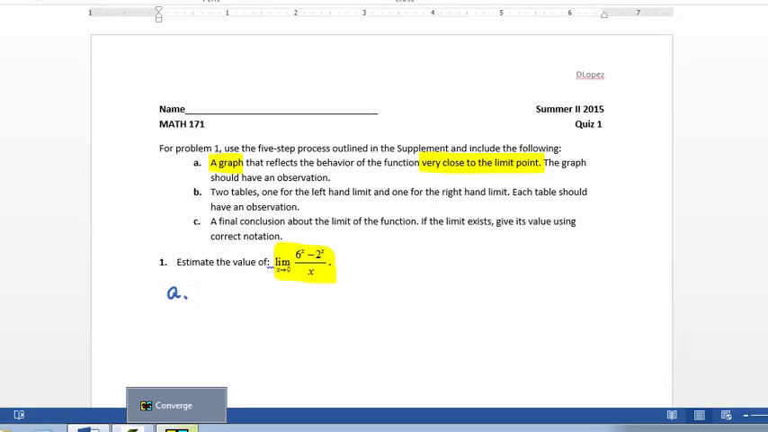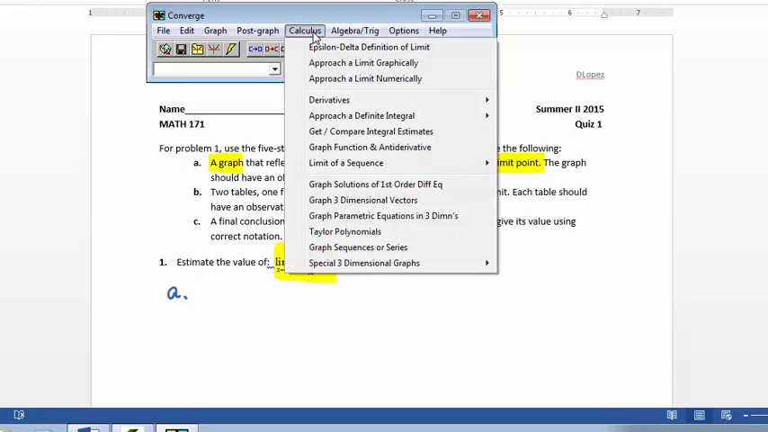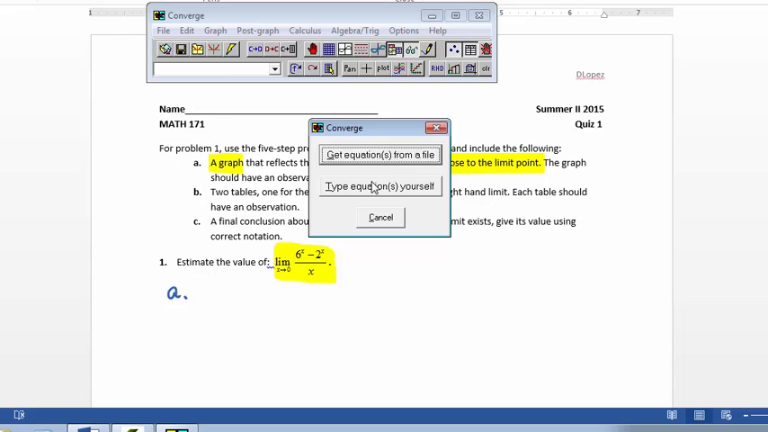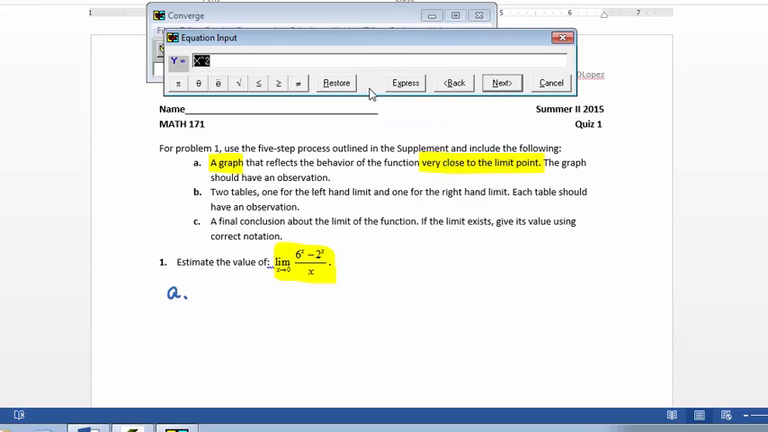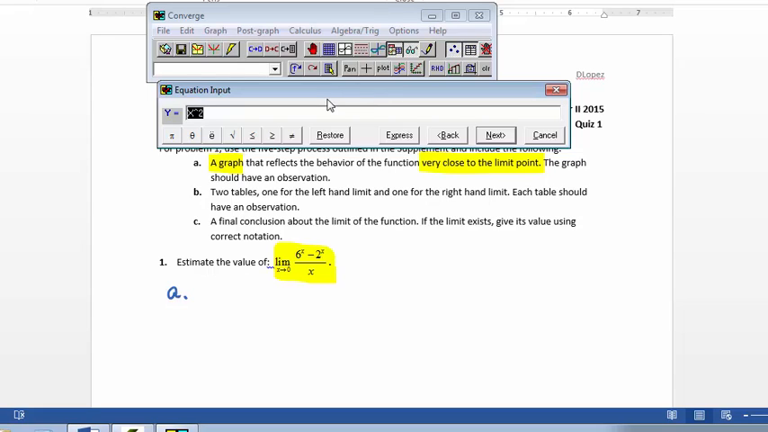Alright, so I'll go to Converge, and I'm going to do calculus, approach the limit graphically, and I'm going to type it in myself. A couple people made this mistake: you need parentheses around that whole numerator. So it's parentheses 6 to the x minus 2 to the x, close parentheses, divided by x.